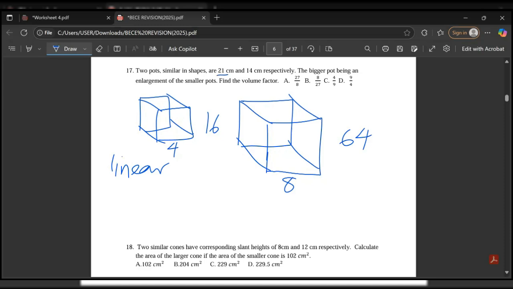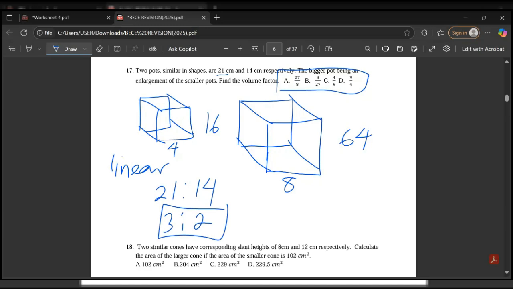Sometimes we usually have the smaller one at the top of the bigger one. But in the case of the options we have here, we are having the bigger one at the top of the smaller one. So that means we are saying 21 ratio 14. We cannot leave it like this. We have to simplify it further, so that 7 can go into both of them. 7 in 21 is 3, while 7 in 14 is 2. That means the linear scale factor is 3 ratio 2.